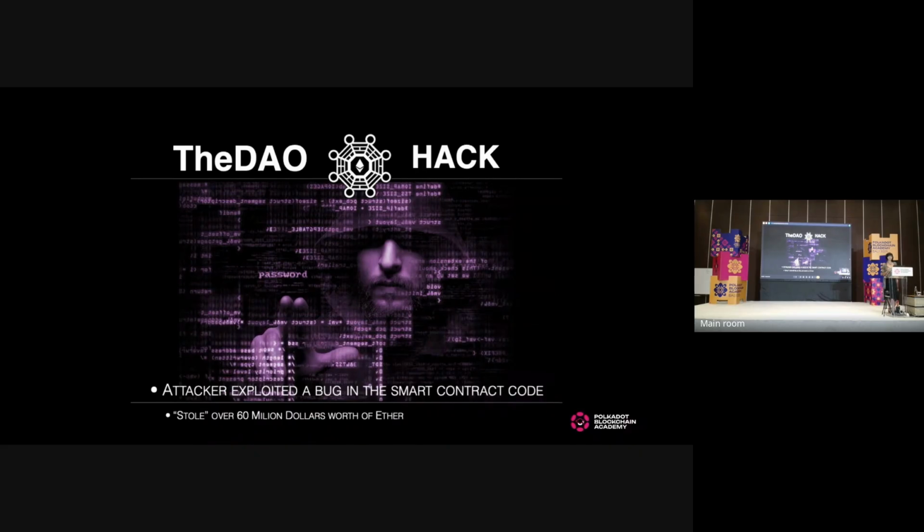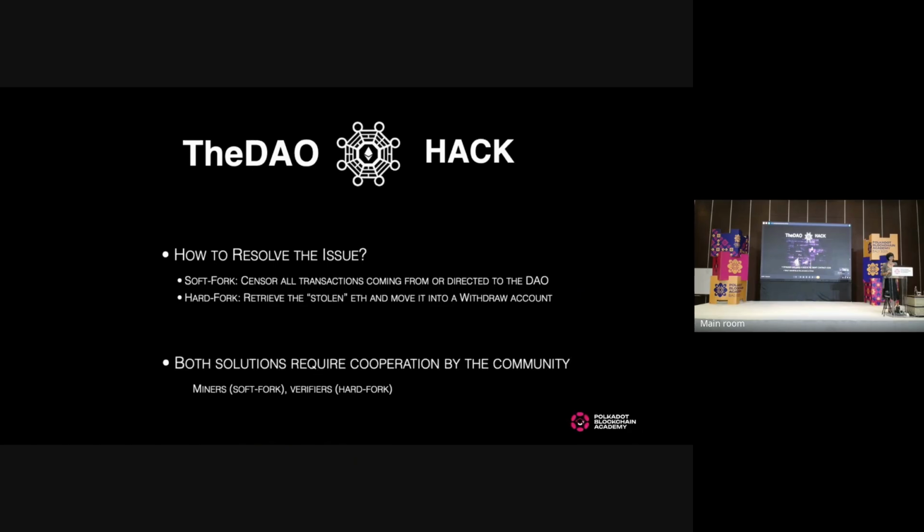And then someone managed to take out of the DAO about $60 million worth of it, which doesn't sound that much today, but at the time it was a lot. So this obviously created very important discussions within the Ethereum community about how we should resolve this problem, whether we should do a soft fork that will essentially just censor every transaction that is coming from or directed to this address, whether we should do a hard fork in order to then retrieve the funds and give them back to the original token holders.